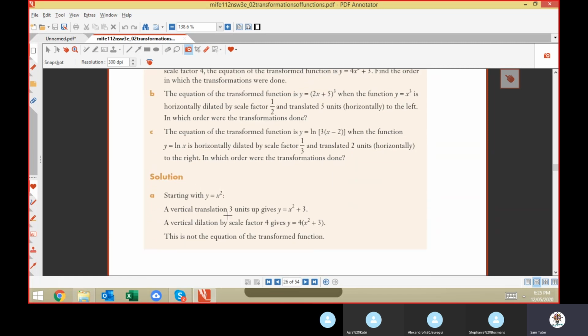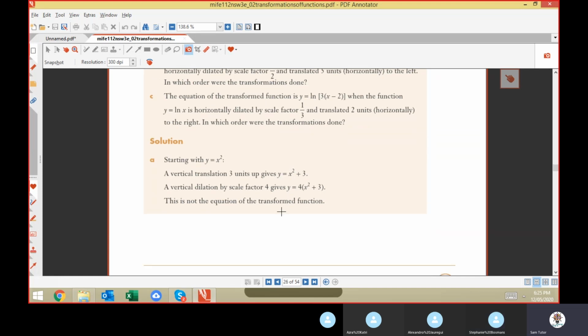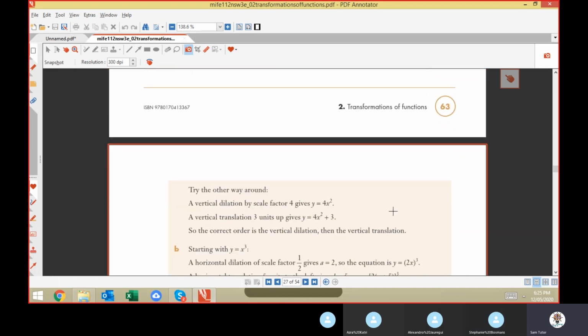So that would be the order. Oh, they wrote it wrong. This is not the equation. Of course, try the other way around. A vertical dilation by scale factor of 4. There it is. And then translate 3 units up. There it is. 4x squared plus 3.